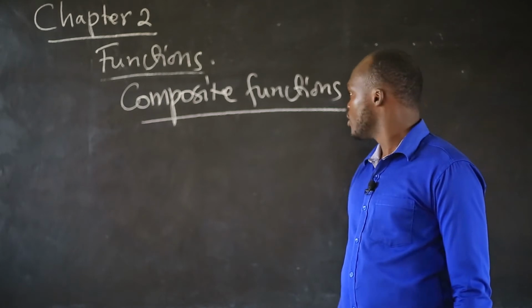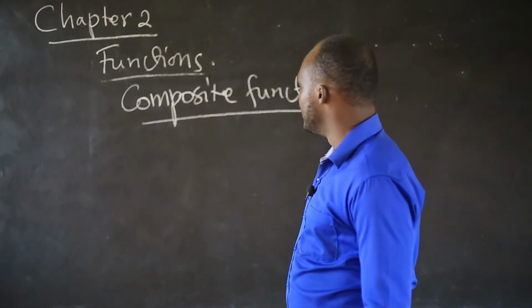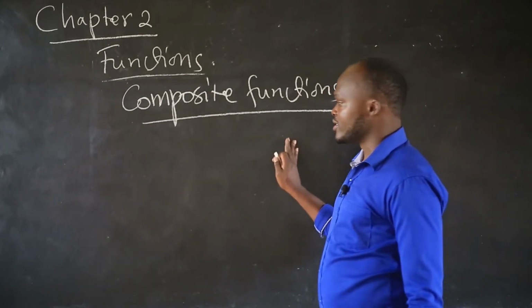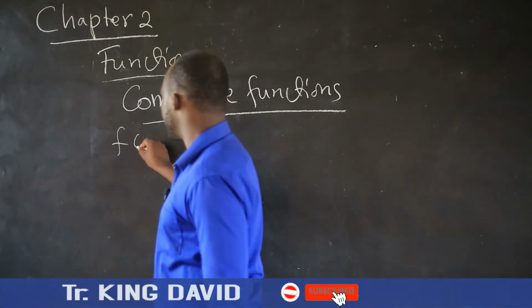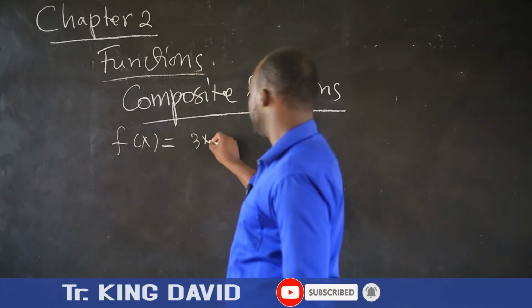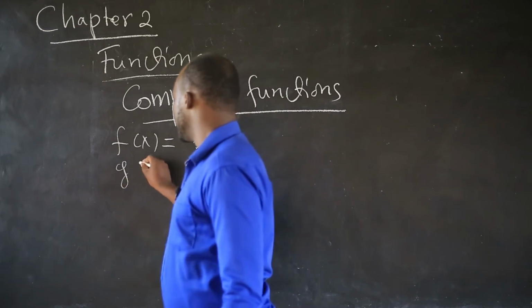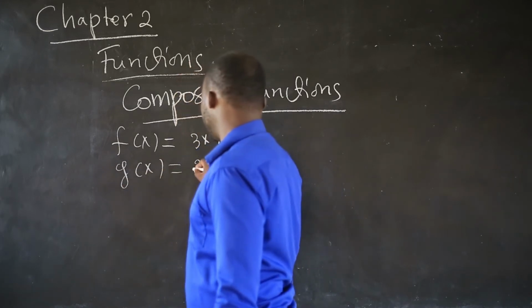We are on composite functions, and you're still with teacher King David. So here on composite functions, when you have f of x equal to maybe 3x plus 2, and g of x equal to 2x plus 1.